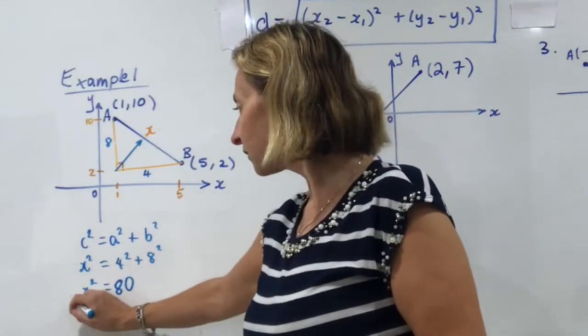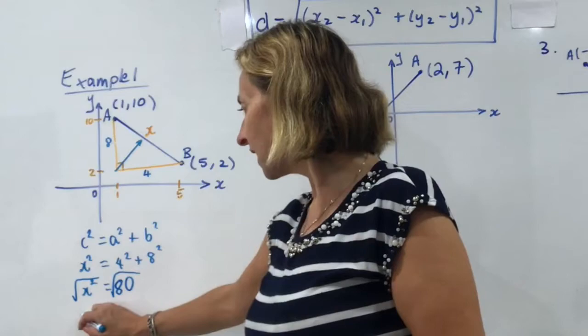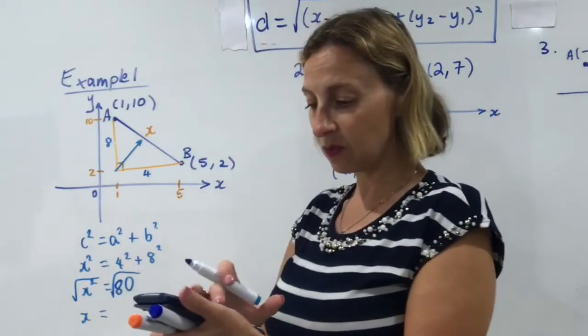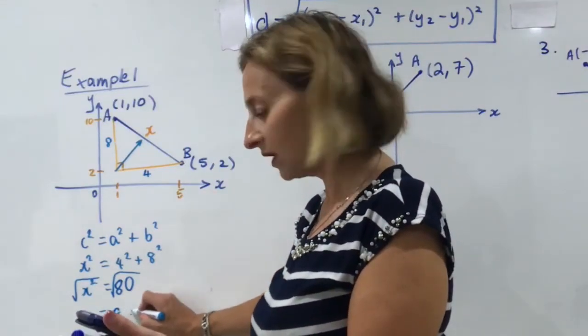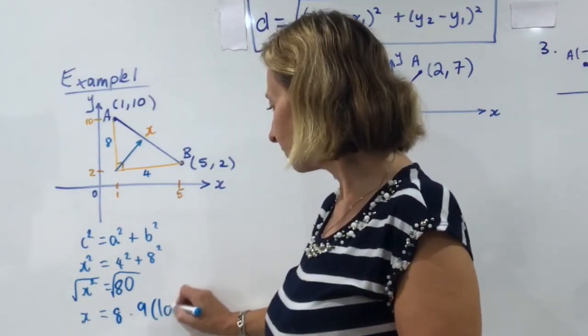And then to get rid of the square, you would square root both sides. And you get the square root of 80, which is 8.9, to 1 decimal place.